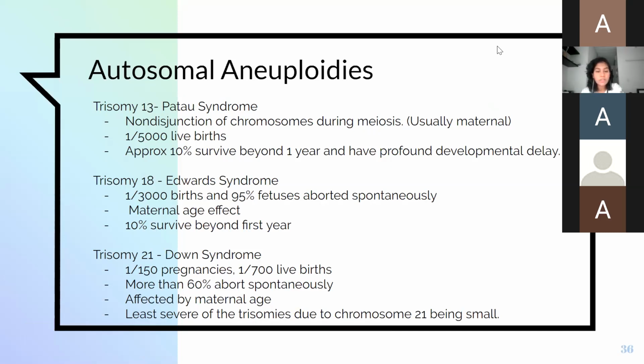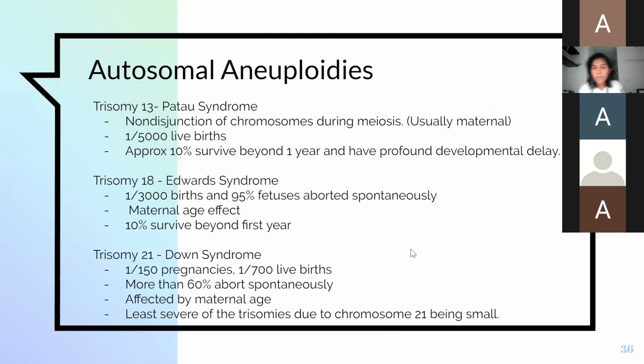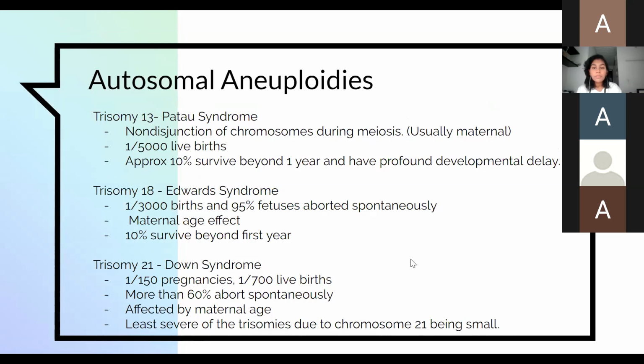And the reason why this is not as severe is that chromosome 21 is small, so it doesn't carry many genes. Do we need to remember the spontaneous abortion stats as well?